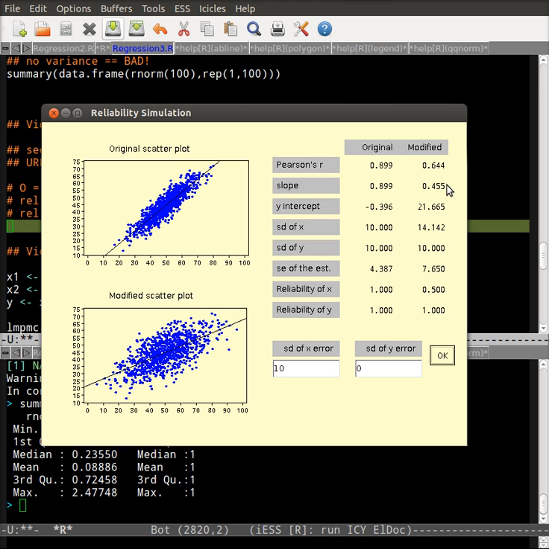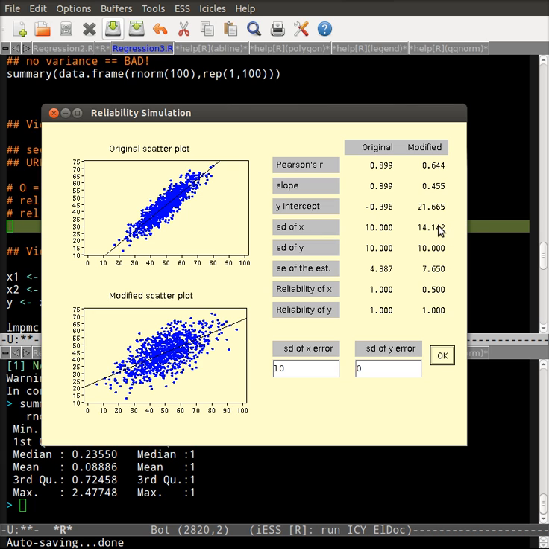Now what happens? So let's just take a look at it. It attenuates. The original correlation was around 0.9. So now we have a decreased relationship between x and y. Similarly, the slope flattened out. So this line of best fit flattened out, so it went more towards 0. We went from 0.9 to 0.05. The y-intercept changed a lot. You can see we went from about 0, pretty close, minus 0.4, to 21. So that's a big increase. That's a big change in our y-intercept.